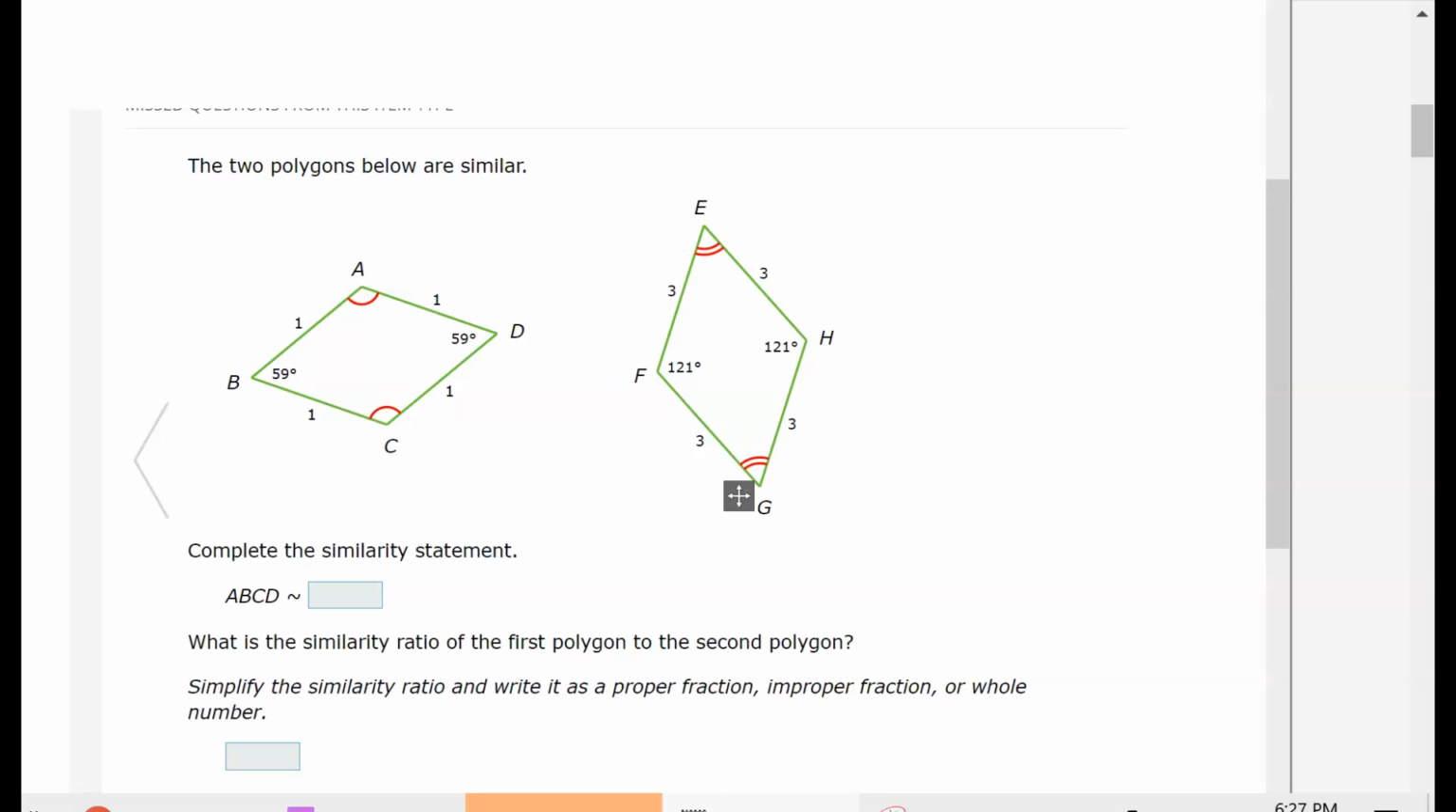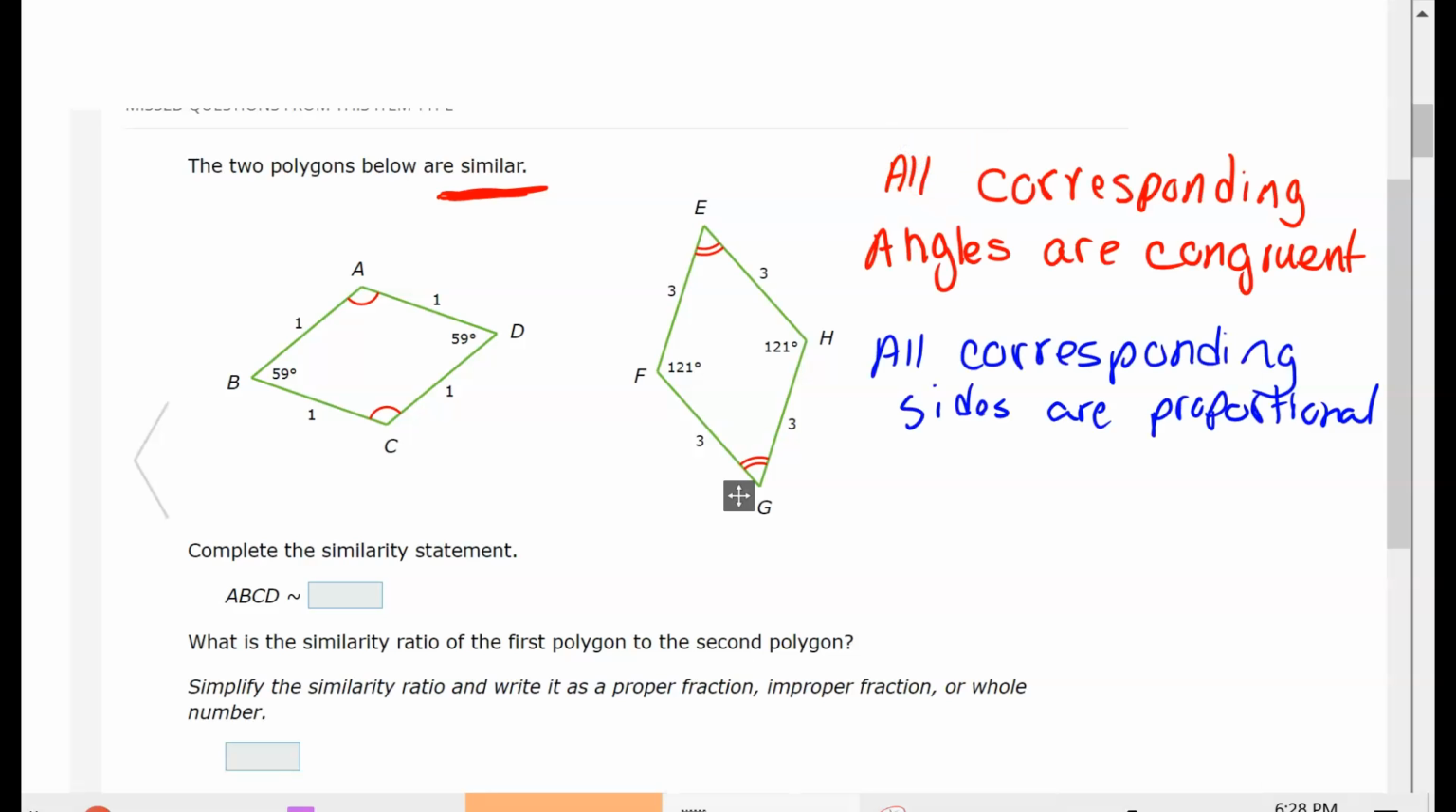Alright, so the two polygons below are similar. It's so weird because that one little word means so much. It means that I'm going to pause this and write it all out. It means all corresponding angles are congruent and all corresponding sides are proportional.